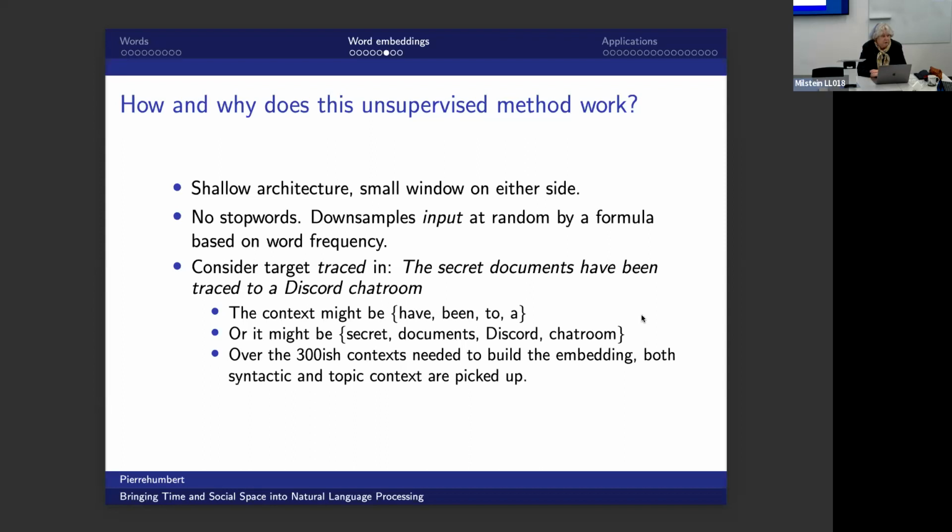To get a stable embedding, you need at least 300 examples. So it's kind of building up the embedding with this sort of a combination of nearby words related to the syntax and ones related to the topic.